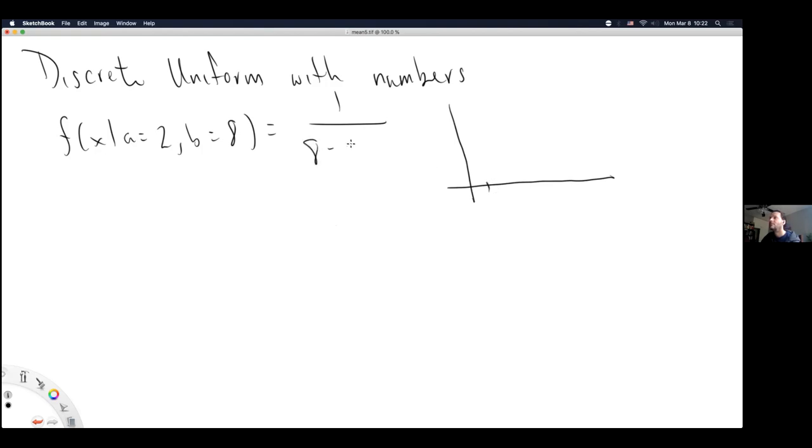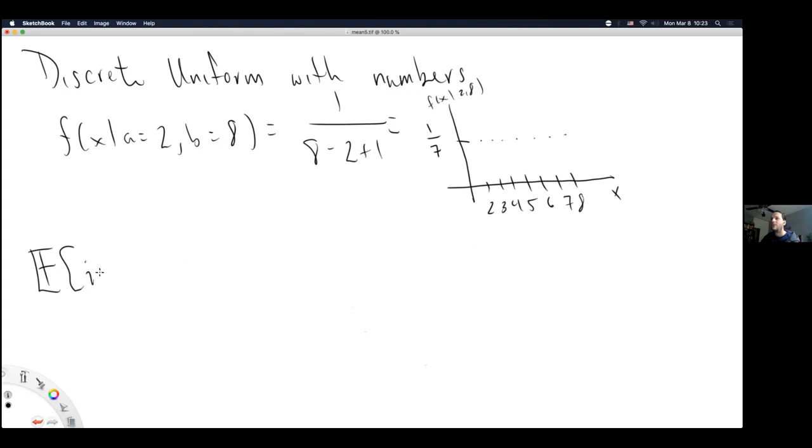Nice. We've got 8 minus 2 plus 1. So that equals 7. Thank you. So here is a graphical representation of the density function of a discrete uniform distribution.